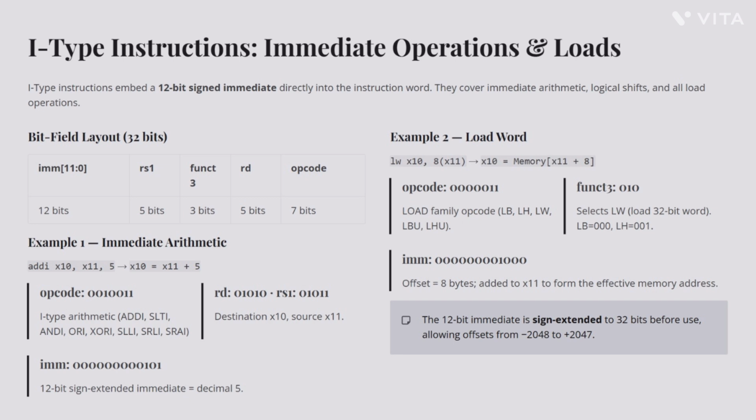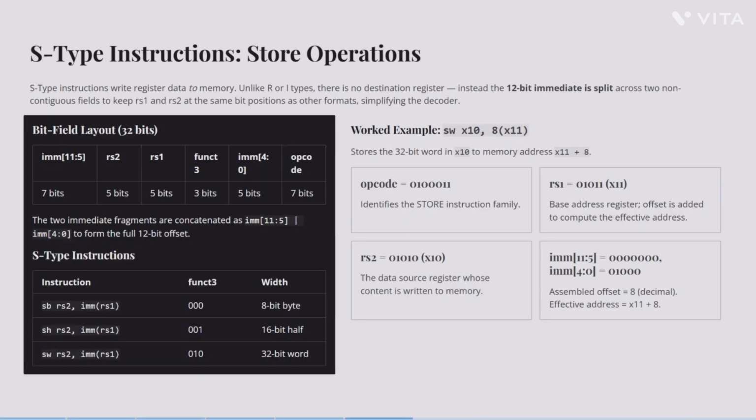Next, coming to S-type, which is the direct opposite of the load instructions: store operations. Coming to the instruction, SW means store word, sw x10, 8(x11). What does this mean? We have to store a value in a register to the memory. We'll take the value from the x10 register and store it in the memory at x11 plus 8. Store the 32-bit word in x10 to the memory address x11 plus 8.